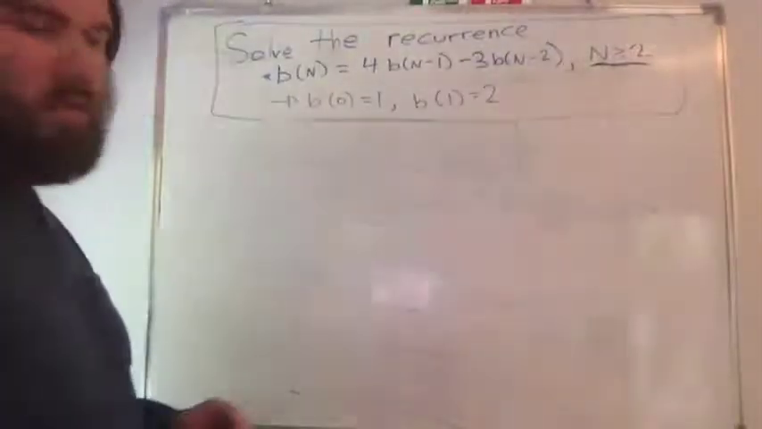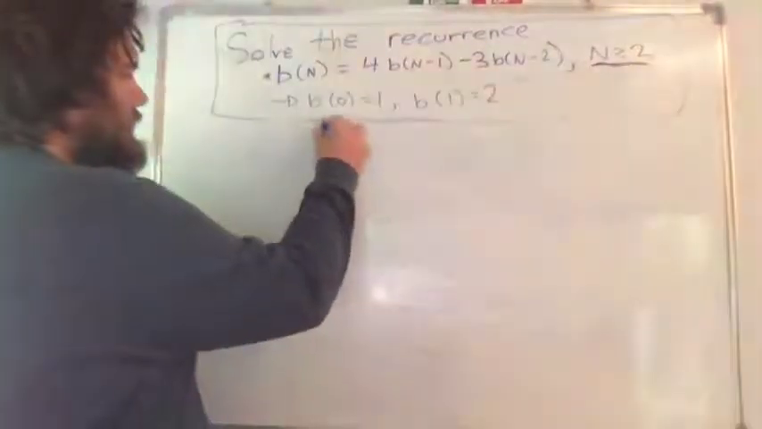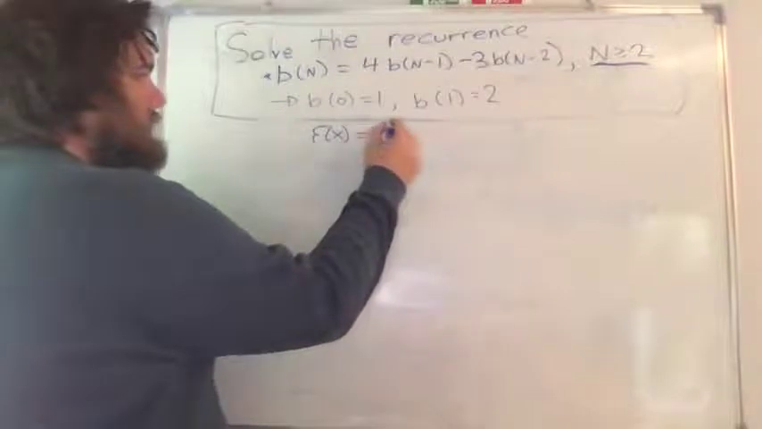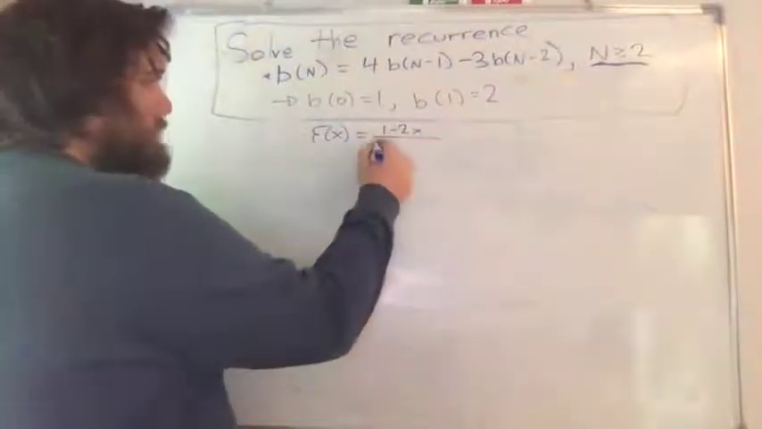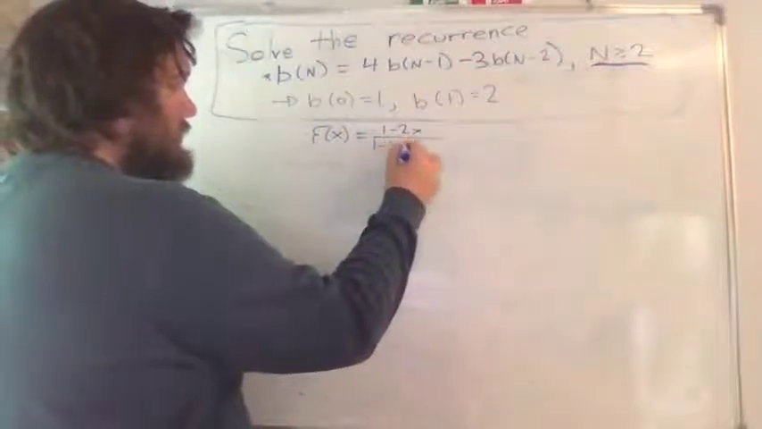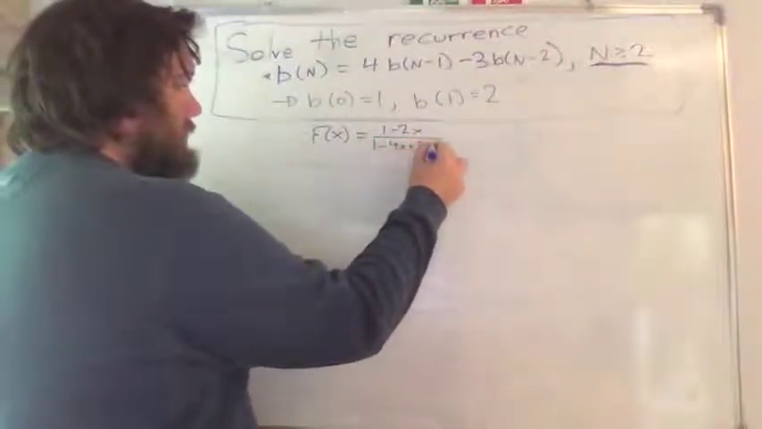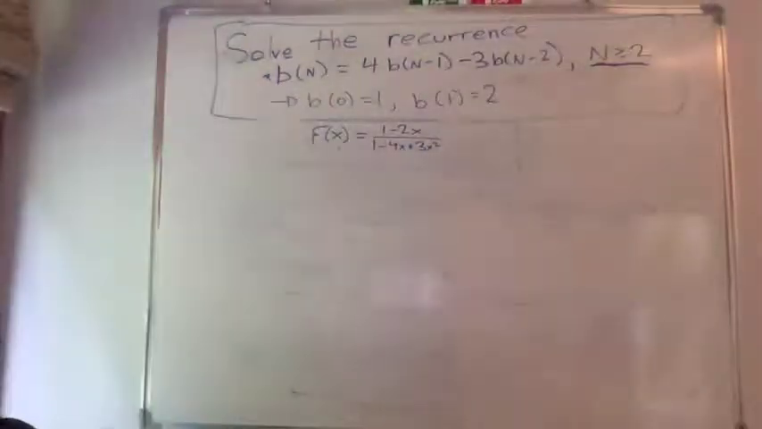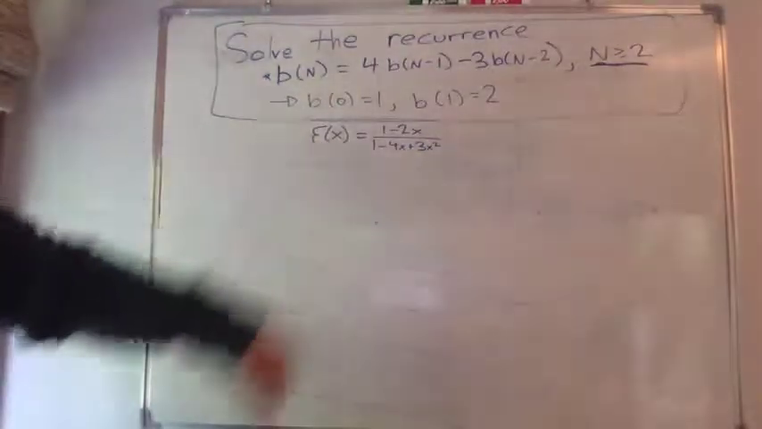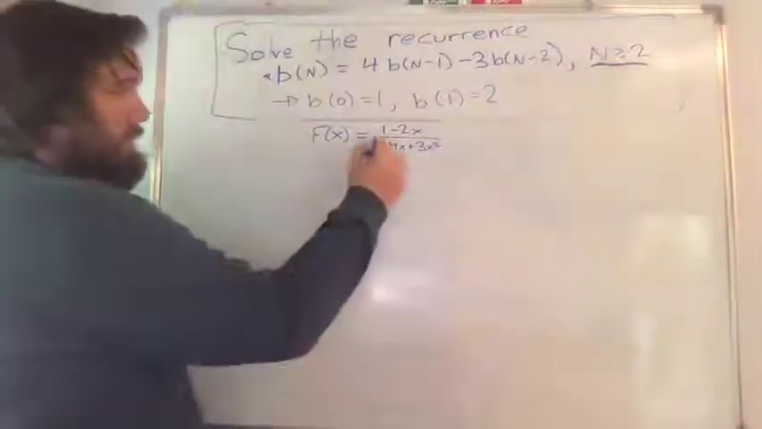Okay, so what you saw in the previous one was that the generating function we found was f of x equals (1 minus 2x) over (1 minus 4x plus 3x squared). There are a couple of ways we could get at this, but one is we could use partial fractions. So first we have to factor this.